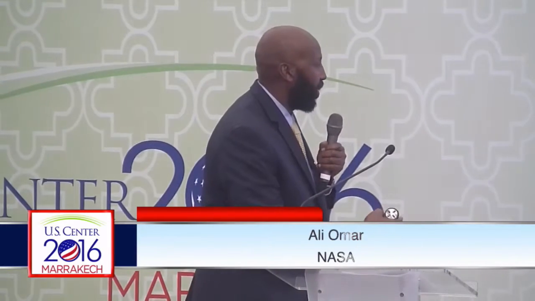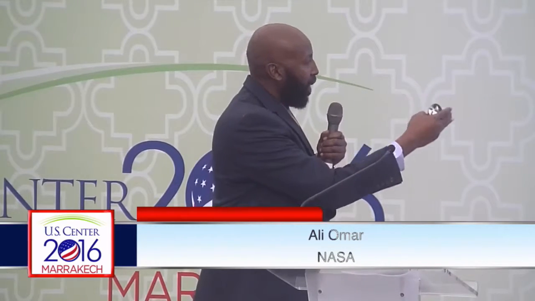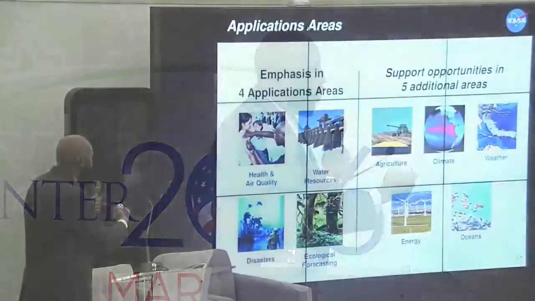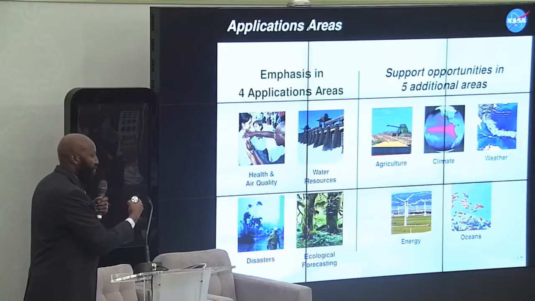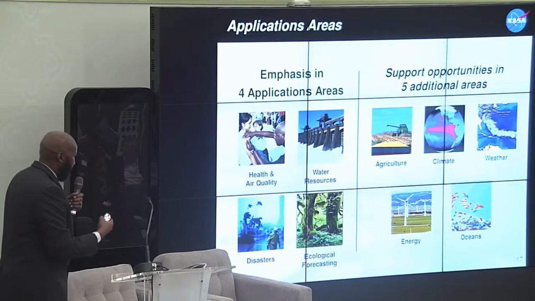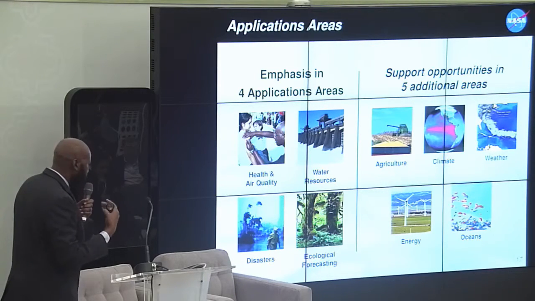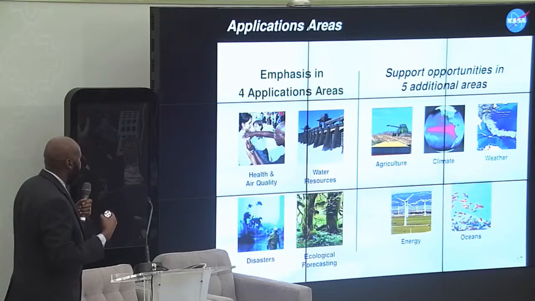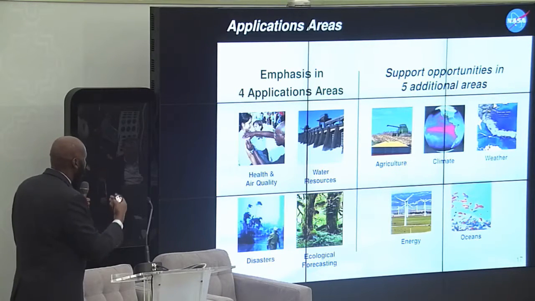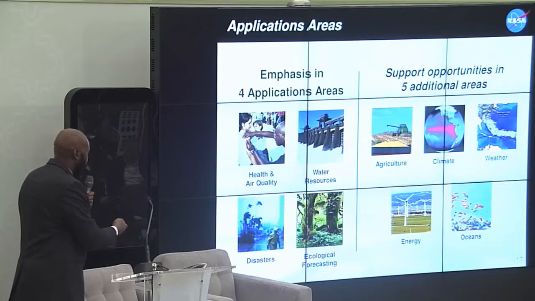Currently, this Applied Sciences program has 4 main areas: health and air quality, which I'm talking about today, water resources, disasters and ecological forecasting. We had all 9 areas, but for budget reasons we could not do all of them, so we only do the first 4. But if there's any issue in any of the other 5, then we can pick it up. For example, if there is a weather-related emergency, like Hurricane Irene that JT was showing earlier, then we can pick it up for that period of time. But we don't have a sustained program that addresses the other parts.